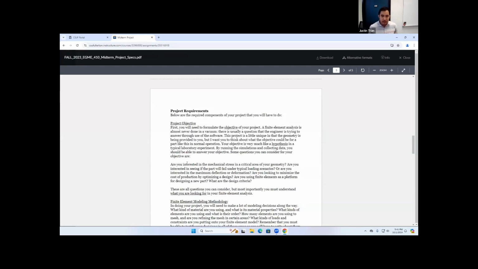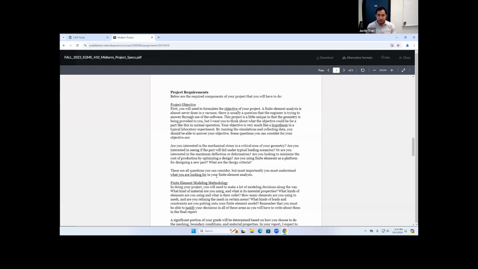Okay. And so some examples of questions you can answer: are you interested in the mechanical stress in your part? Are you interested in seeing the part under typical loading conditions? Are you interested in the maximum deflection or maximum deformation? Maybe you're doing some optimization. Maybe you want to minimize the cost of production. Okay. Anything like that.